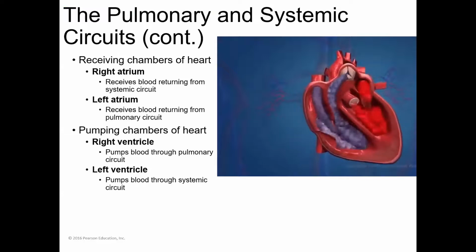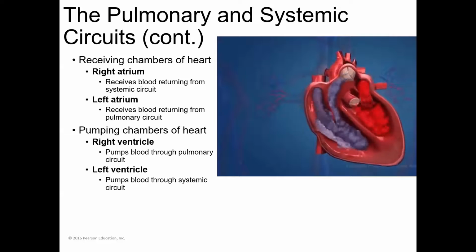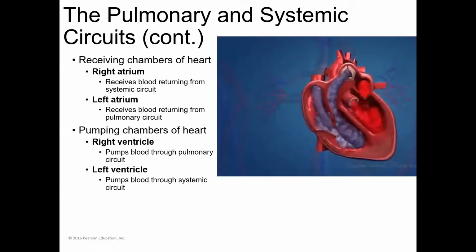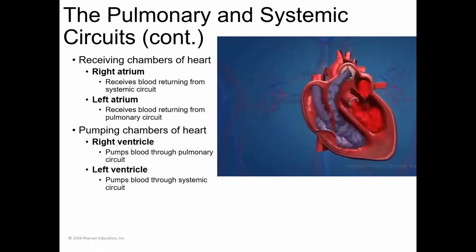So we have parallel pumps. We have two different circuits: the pulmonary circuit and the systemic circuit. The atria, the top two chambers of the heart, are the receiving chambers. These are the receiving chambers here on the top of the heart.